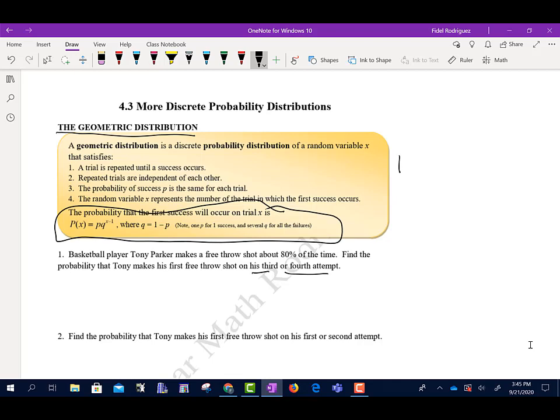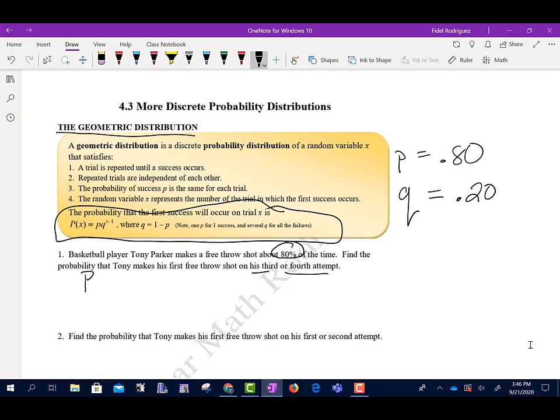Okay, so first let's find the probability that he's going to actually make a free throw shot. Well, it says it happens 80% of the time. So as a decimal, guys, that's going to be 0.80. Q would be the probability that he does not make it. So if he makes the shot 80% of the time, that means that he misses it 20% of the time. So Q, the probability that he doesn't make it, would be 0.20.